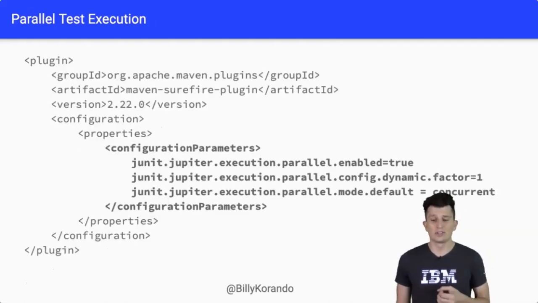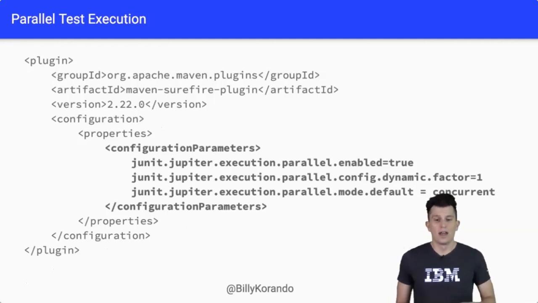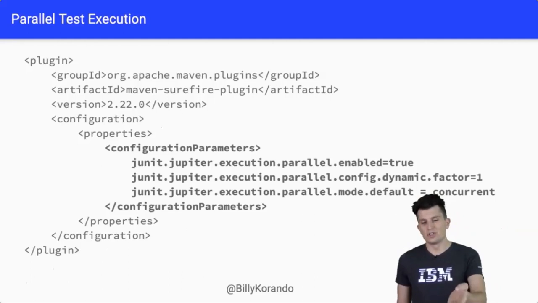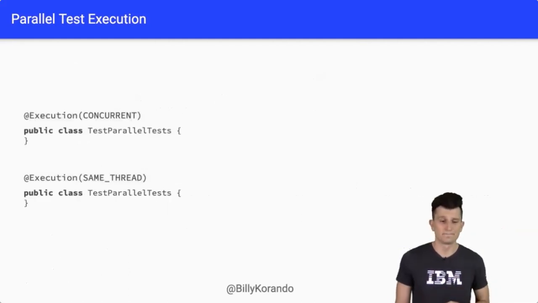Parallel test execution is also just an outright inclusion in JUnit 5, and so you can enable it at the project level through your Maven file, and in this case a JUnit Jupyter config dynamic factor, where the number of threads that will be available for running tests in parallel is based upon the number of cores on the system. So if you had 4 cores, it would run 4 tests in parallel. Concurrent also allows tests to run concurrently within the same thread.